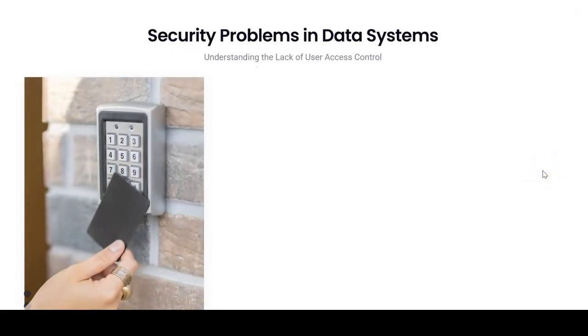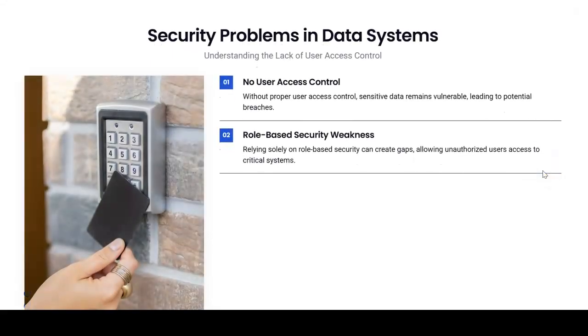Now seventh problem is security problem. File system doesn't have access control. Anyone can see or change the data. For example, even salary files or student results. If you have a folder access, you can open it, and that's huge privacy risk.